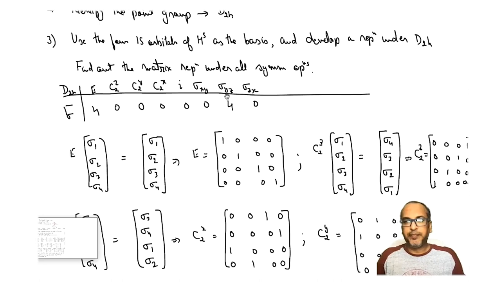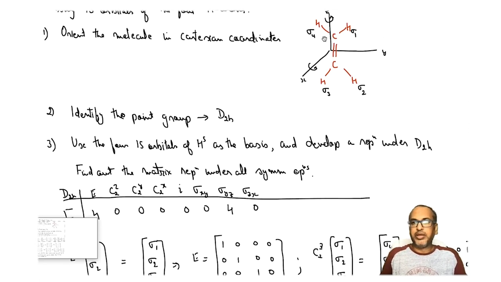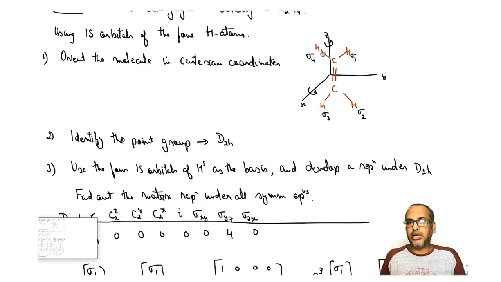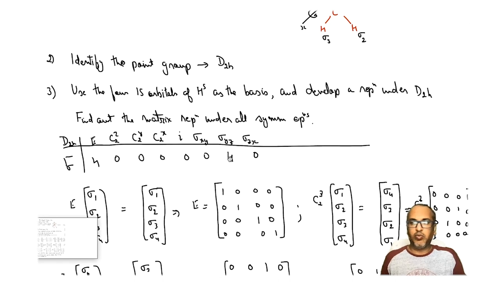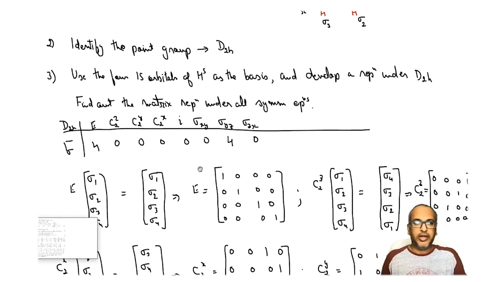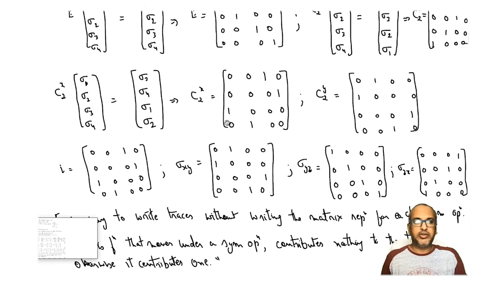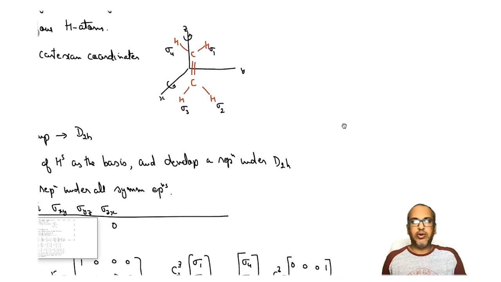Now sigma yz, if you carefully look, sigma yz is the plane which is the molecular plane here, right? So if we do sigma yz, sigma 1 stays where it was, sigma 4 stays where it was, sigma 3 and sigma 2 stay where they were, right? So that means none of these move. So they contribute 1 towards the trace. So the character under sigma yz will be 4, and the rest everything will be 0 except E, right? So this is a much easier way.